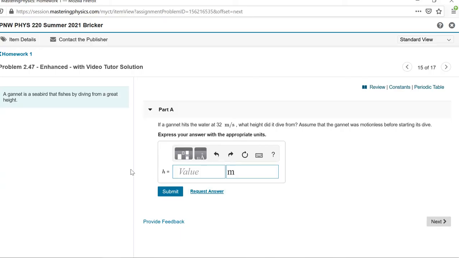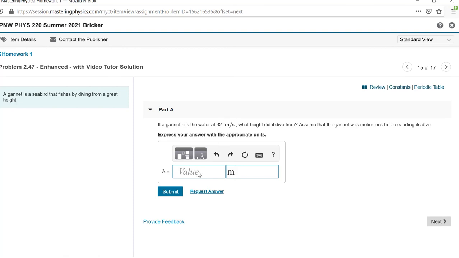So a gannet, next one here, is a seabird that fishes by diving from great heights. Gannet or gannet, I'm not sure how to pronounce it actually, hits the water at 32 meters per second. From what height did it dive? Assume the gannet was motionless before it started the dive. Okay, so it starts at a certain height, just under the influence of gravity, reaches a speed of 32. What was the height that it dove from? Let's take a look at this.